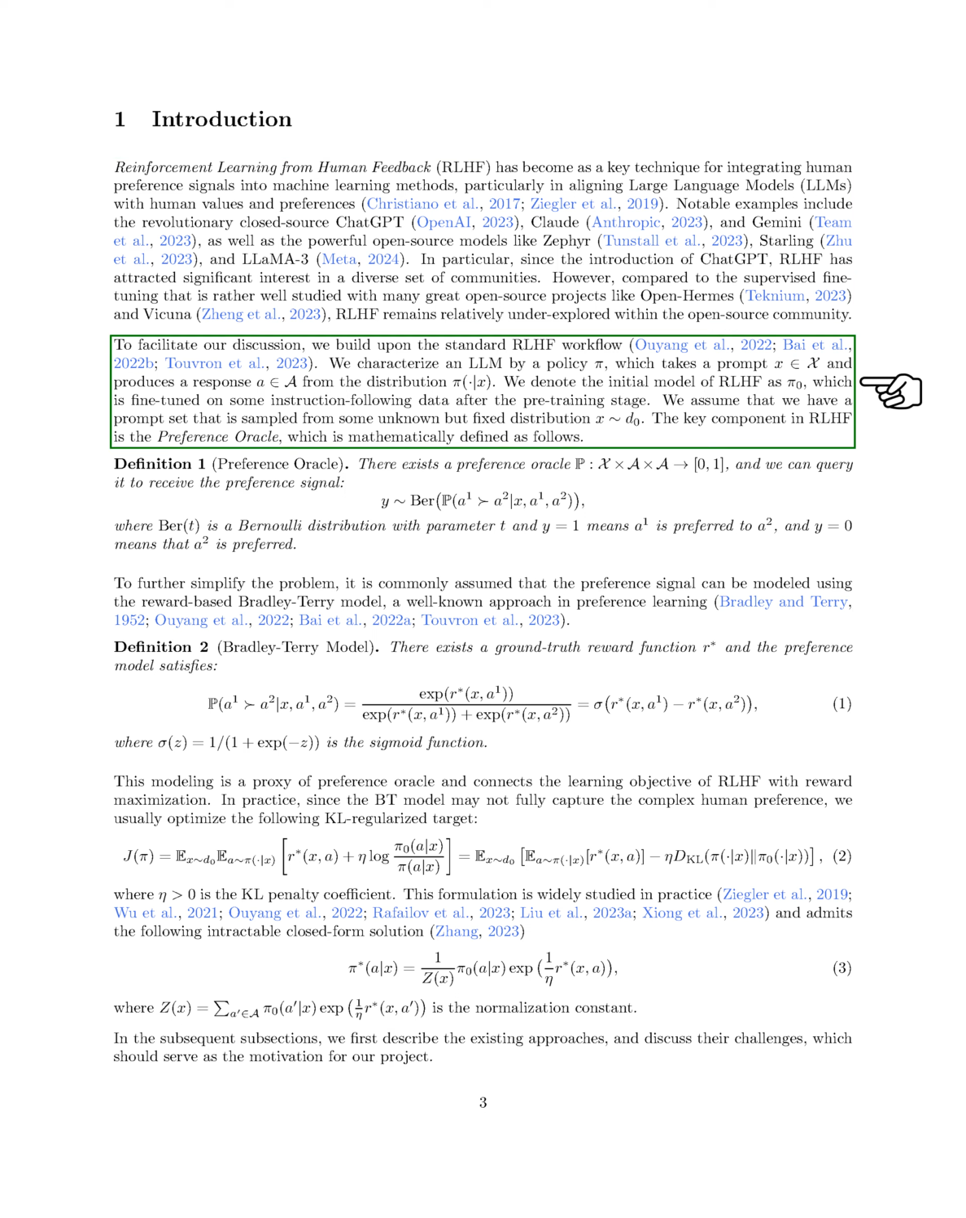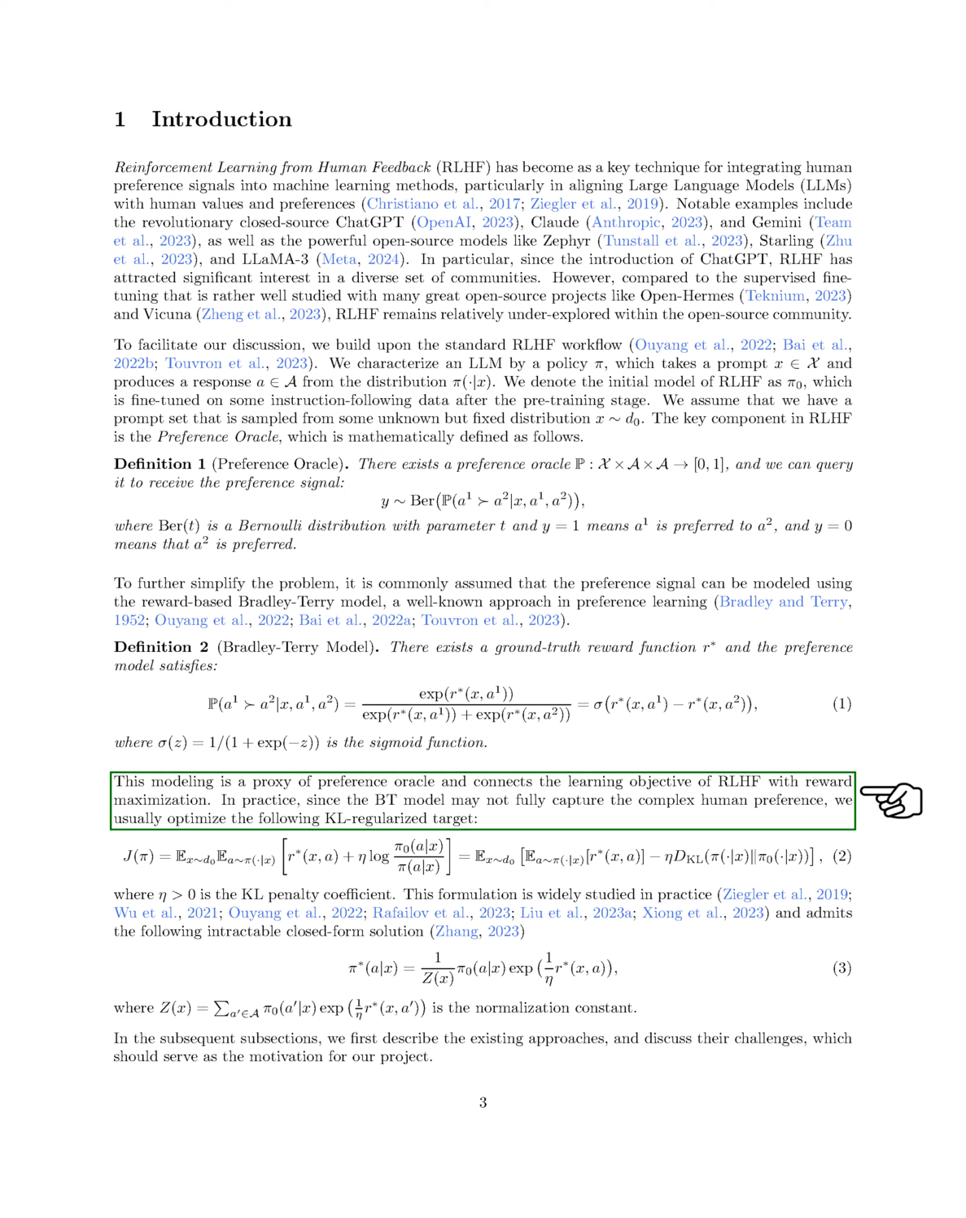To explain RLHF, we define an LLM using a policy pi that generates responses based on prompts. The initial model in RLHF, denoted as pi_0, is fine-tuned using instruction following data after pre-training. A crucial component in RLHF is the preference oracle, which provides preference signals based on queries. These signals are often modeled using the Bradley-Terry model, connecting RLHF's learning objective with reward maximization.